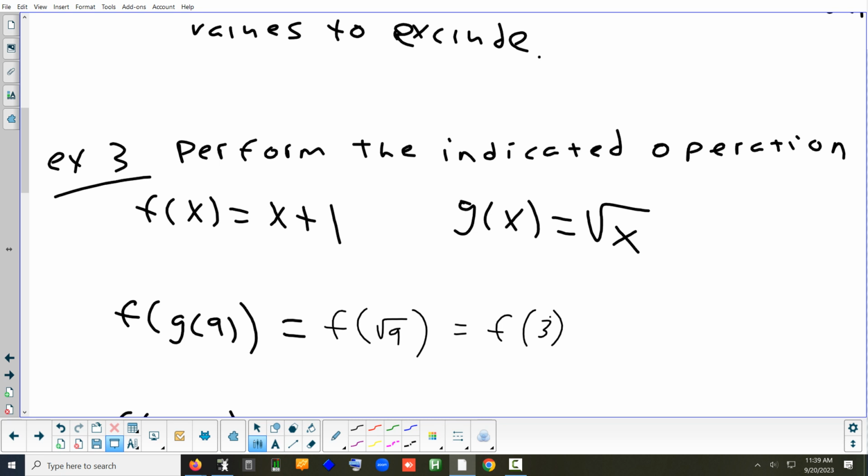Now you plug 3 into function f. So if you plug in 3 for x in function f, what would you get for a final answer? 4. So that's composition. That's just using a number to do it. That's the same idea with letters. Is there any question on the number?